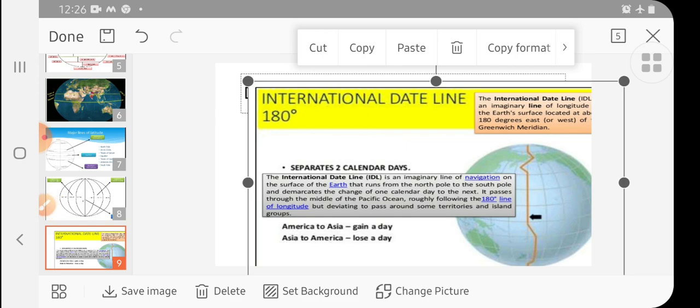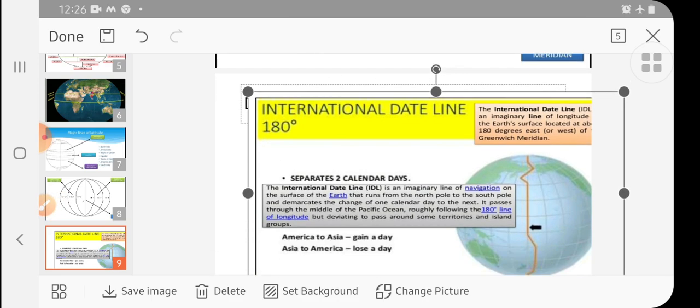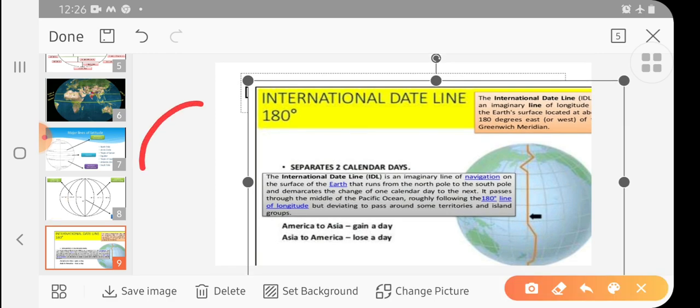America to Asia. Okay, this is the globe before you. Just understand, this is the globe before you. And you see that going from America to Asia, you gain a day. Gain a day means the next day, a new day starts. These are America, and this is Asia. So America to Asia is gain a day, and Asia to America, when it comes back, you lose a day. It means the day starts first here.